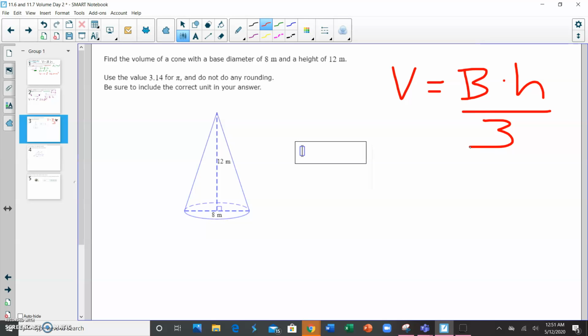Because 3 cones fit inside the cylinder. All right, so it's not too difficult to find. This is much easier than surface area. I like volume way better.